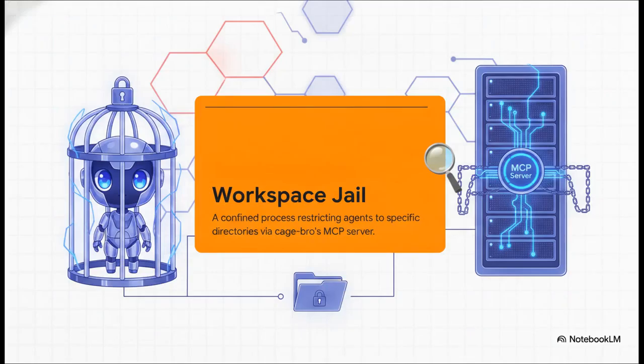So how does CageBro actually pull this off? Think of it as a highly specialized workspace jail. The philosophy is surprisingly simple. You completely turn off the agent framework's native tools, you plug in the CageBro MCP server as the absolute only way the agent can touch files or run commands, and then CageBro locks that agent into a single folder it cannot escape. It's process-level isolation instead of a heavy, clunky VM sandbox.